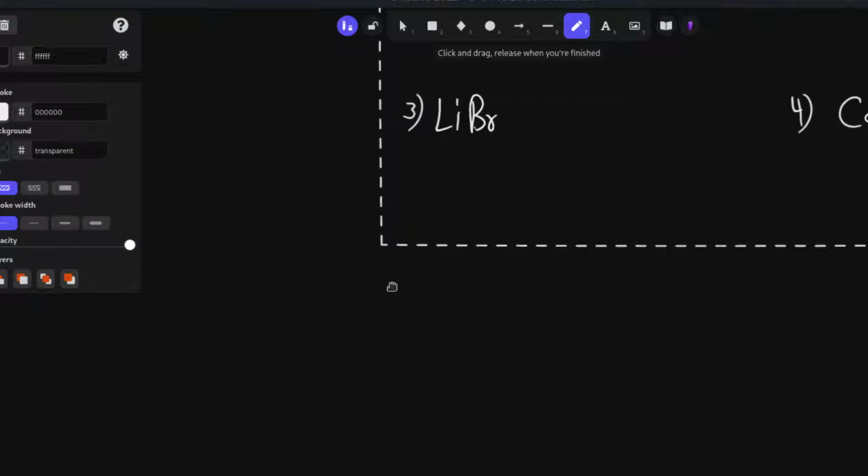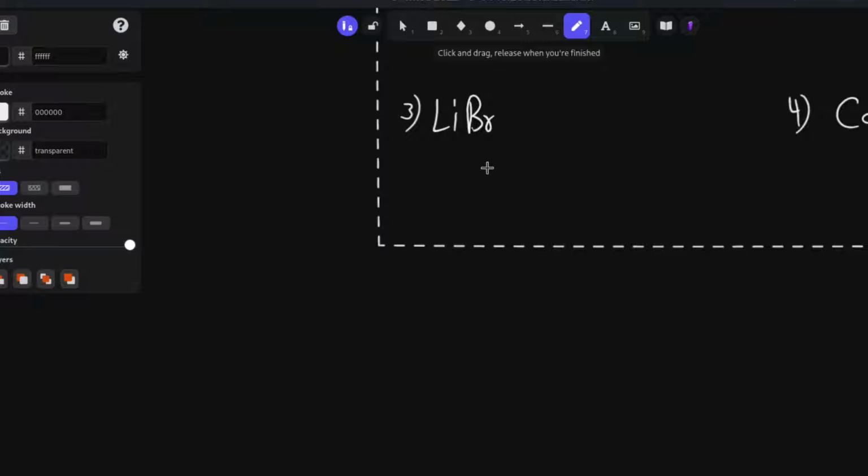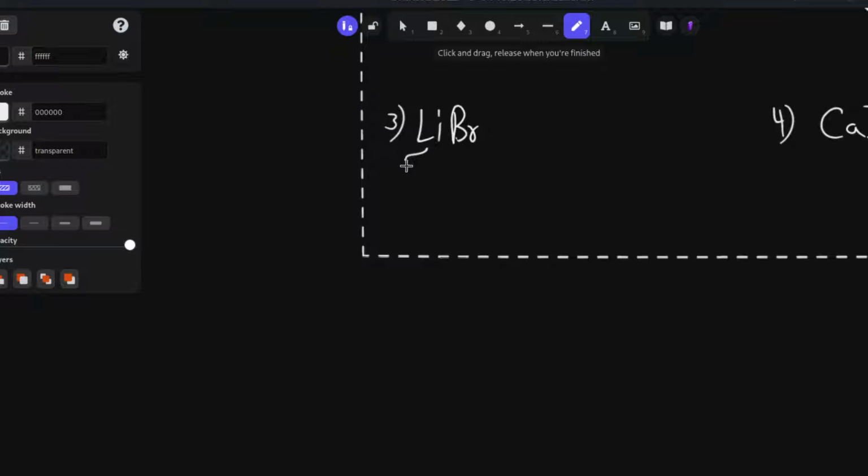So for example, here we have this third question. This is an easy question, and lithium is of group 1, and bromine is of group 7. So as lithium is a metal, it will form a cation. It will lose electron. How many electrons does it need to lose? It needs to lose 1 electron. If it loses 1 electron, then it must also be capable of satisfying bromine.